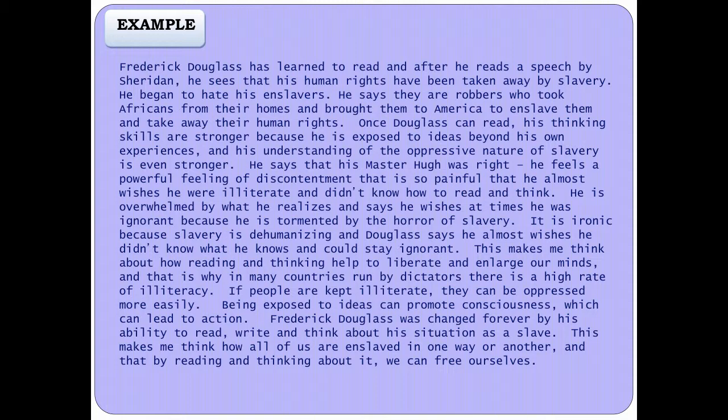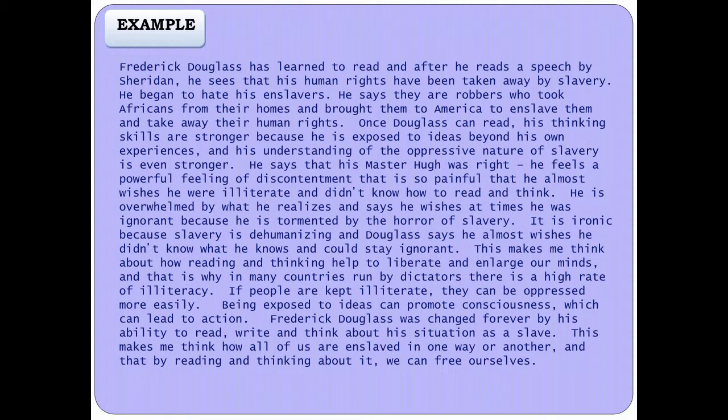He feels a powerful feeling of discontentment that is so painful that he almost wishes he were illiterate and didn't know how to read and think. He is overwhelmed by what he realizes and says he wishes at times he was ignorant because he is tormented by the horror of slavery. It's ironic because slavery is dehumanizing, and Douglass says he almost wishes he didn't know what he knows and could stay ignorant. This makes me think about how reading and thinking help to liberate and enlarge our minds.